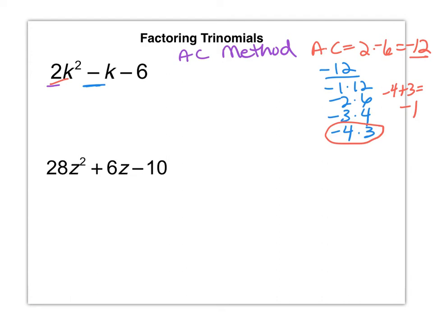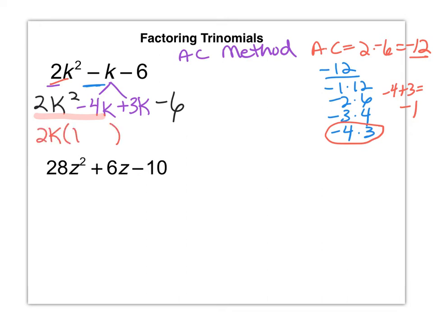We are going to then split the middle term, leaving the first term as 2k squared. The last term, leave it as a minus 6. But that middle term we're going to separate into two terms, one of them being minus 4k and the other being plus 3k. Now we factor by grouping. Look at the first group and determine what is the common factor. The common factor here is 2k. When you factor out 2k, you're left with k minus 2.